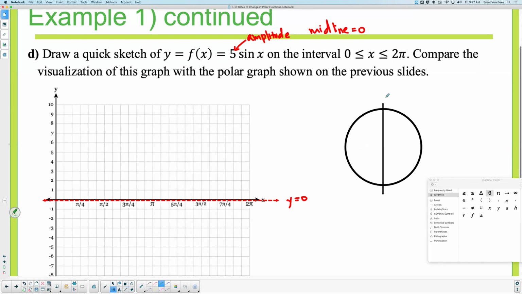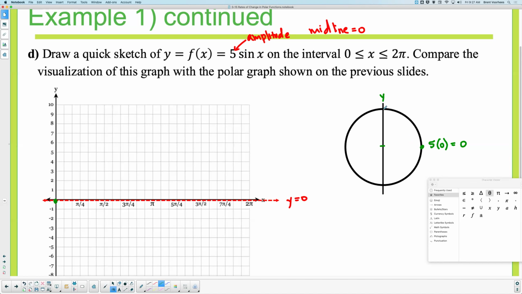Sine is y. When we begin over here, does sine begin at its midline, minimum, or maximum? Midline. So it's going to begin at the midline, which basically the midline of the y-axis is 0. So it's going to be this number 5, the amplitude, times 0. What is 5 times 0? 0. Okay. Let's go ahead and put that dot on there.